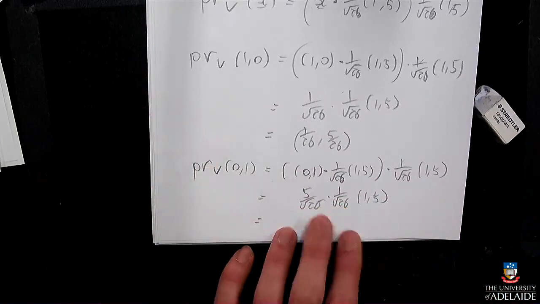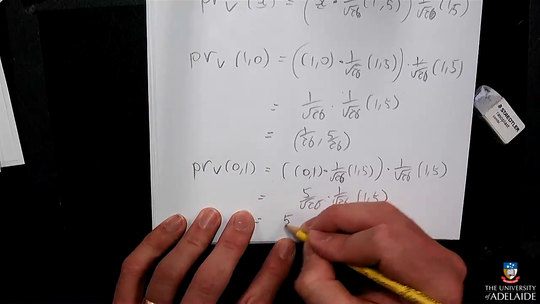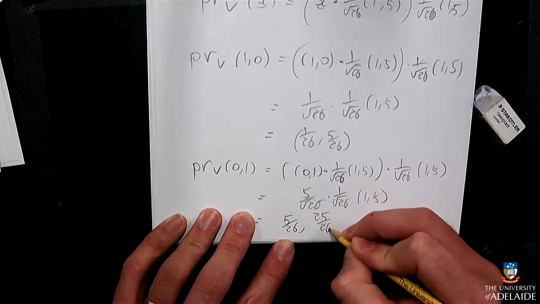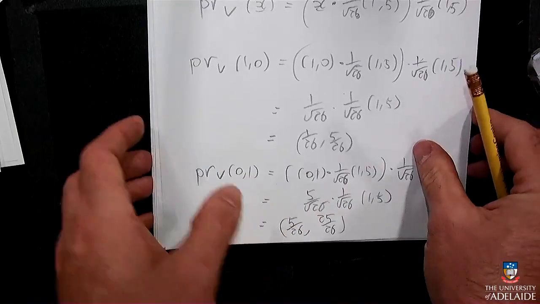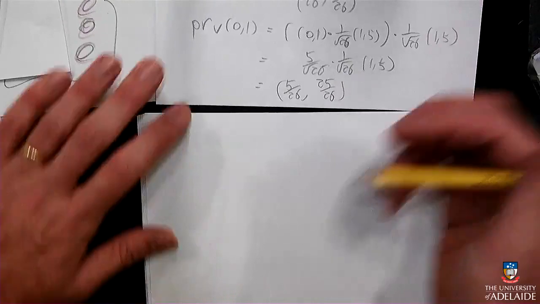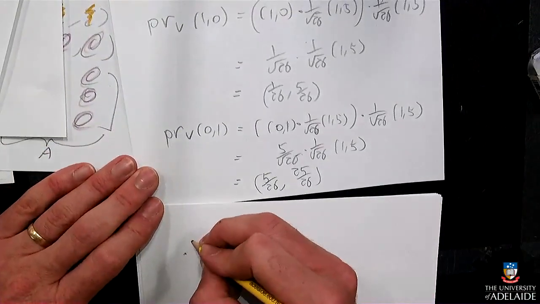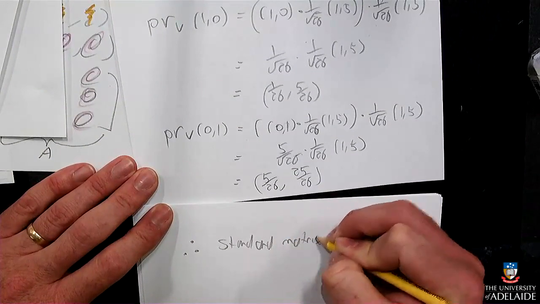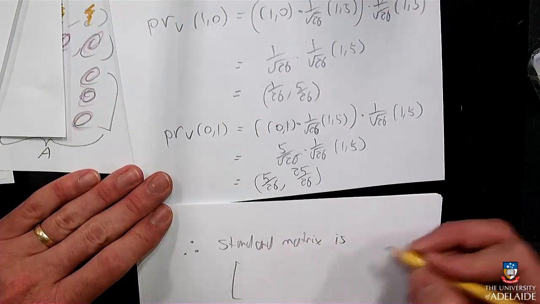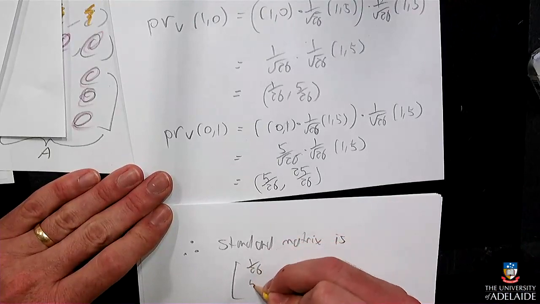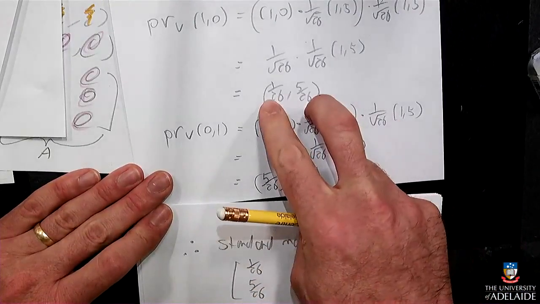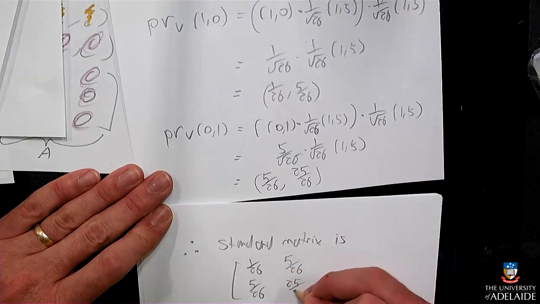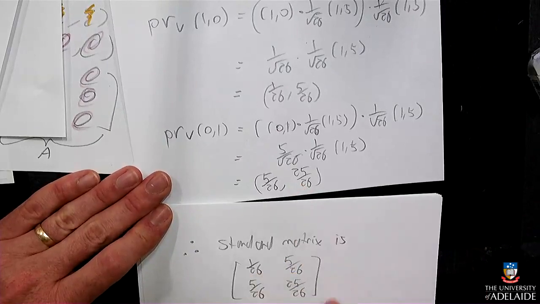And so what have we got? We've got 5 on 26 and 5 times 25 on 26. And that's the second column of my matrix. And so therefore the standard matrix is 1 on 26, 5 on 26, that's this vector as the first column, and 5 on 26, 25 on 26, which is this vector as a column.